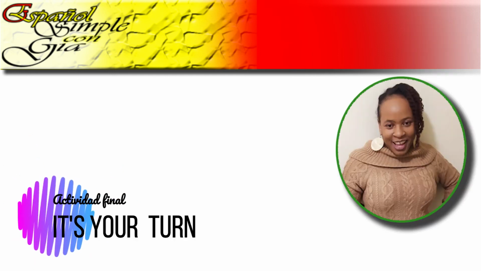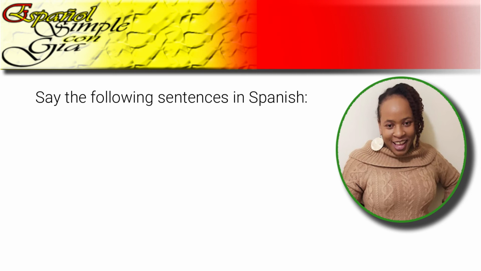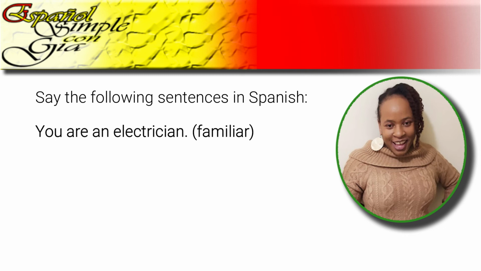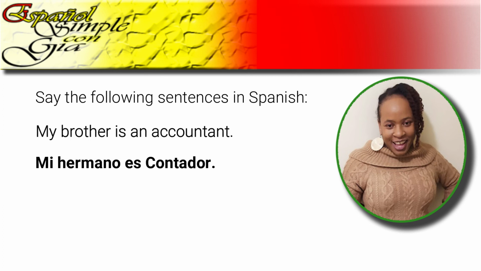Final activity. Actividad final. Say the following sentences in Spanish. 1. I am a lawyer. Excelente. Soy abogado or soy abogada. 2. You are an electrician, and use the familiar you in this case, or the informal you. Muy bien. Tú eres electricista. 3. My brother is an accountant. Fenomenal. Mi hermano es contador.